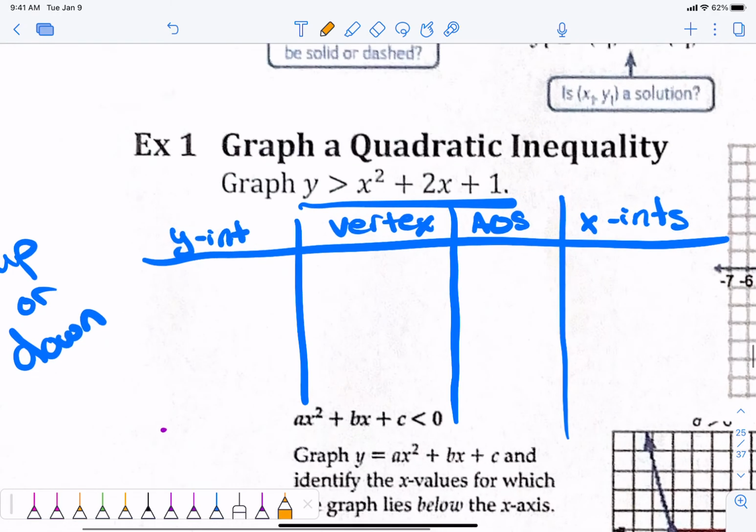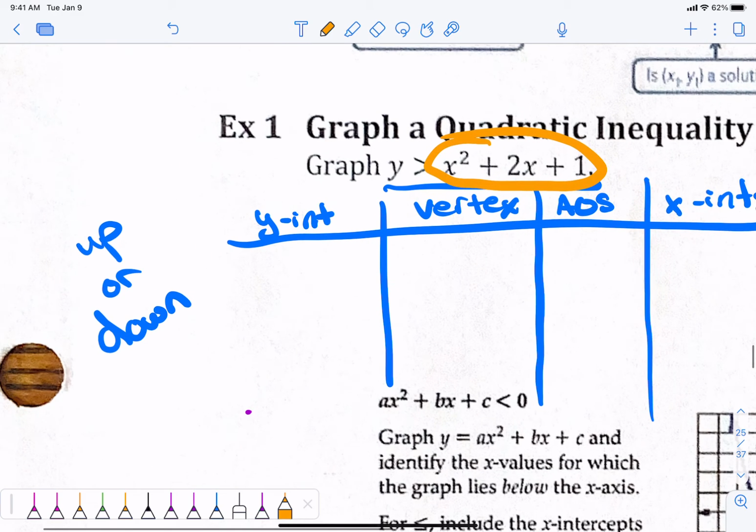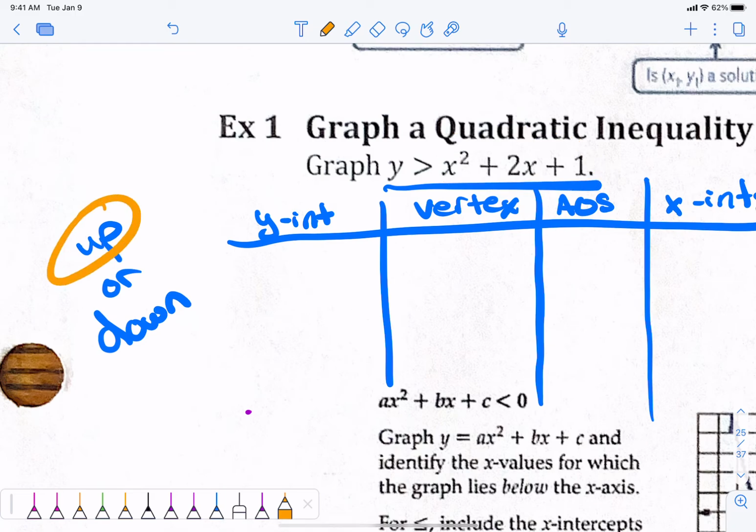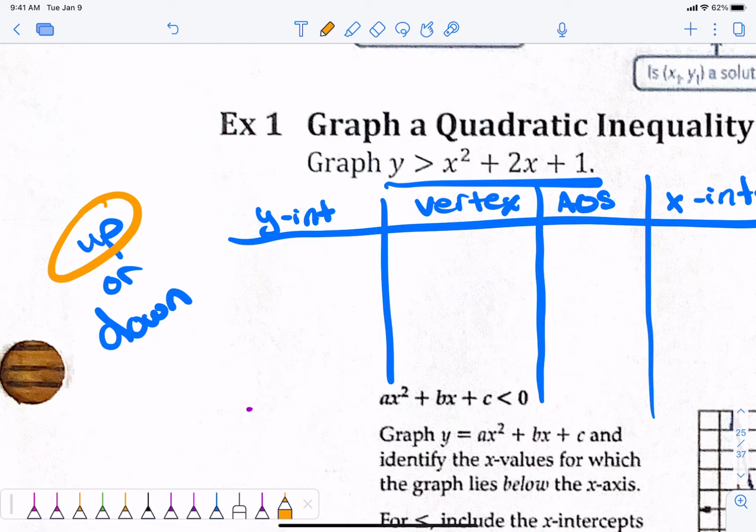Let's talk about this function right here, x squared plus 2x plus 1. Which way does it open? Up. How do you know it's up? Because it's positive x squared, that means it opens up. So we've got a smiley face and not a frowny face. The y-intercept is a positive 1, it's just that number, or you're plugging 0 in for x. So the y-intercept is 1.